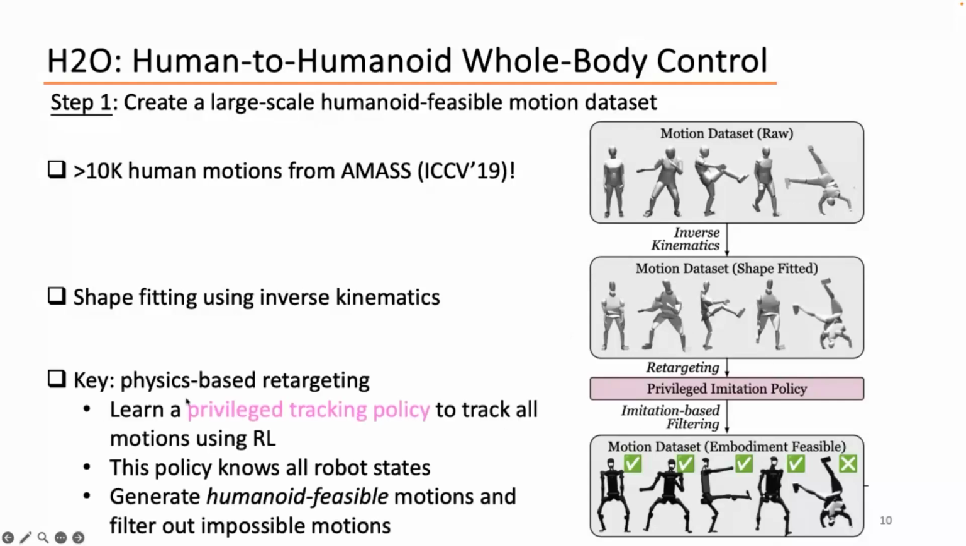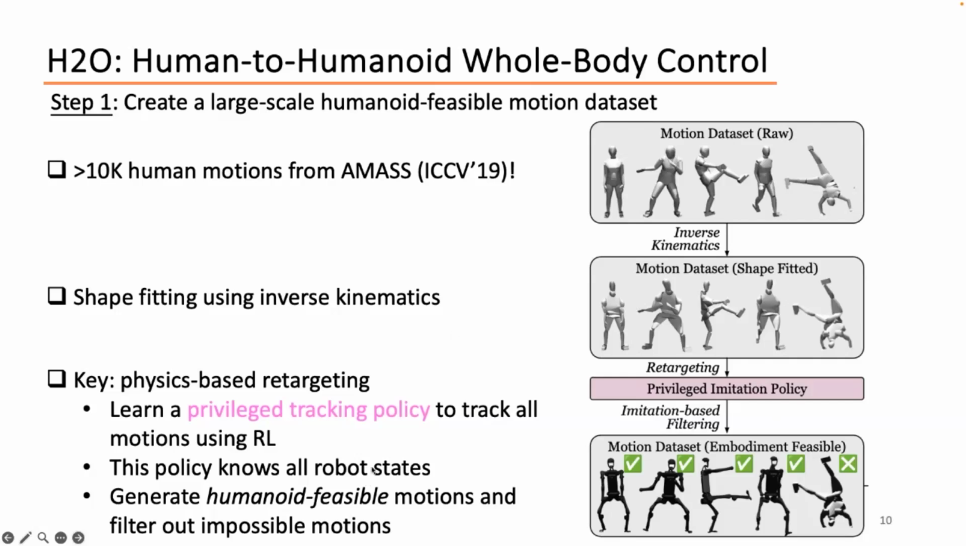So we need to do something called physics-based retargeting to get the third row. More precisely, we trained a privileged tracking policy in simulation using RL to track all the motions in the second row. I call this privileged tracking policy the pink policy because this policy knows all robot state. This policy is not reliable. It's not practical at all. It knows everything in simulation. So the goal of this policy is to track the second row.